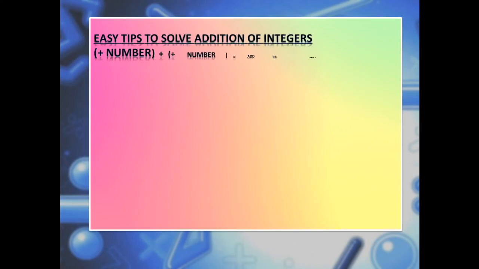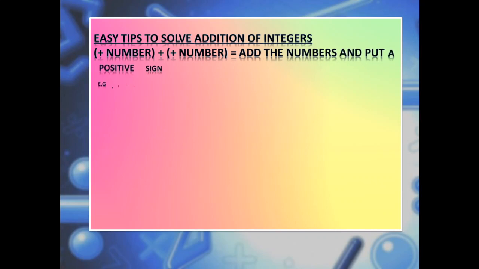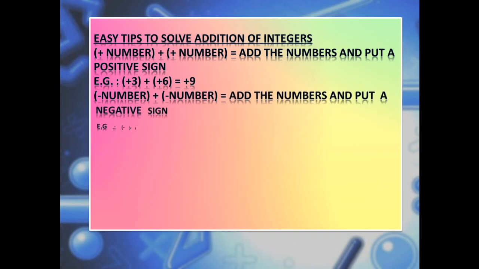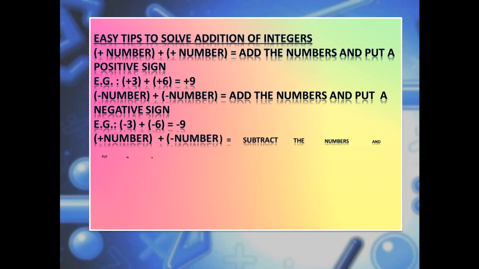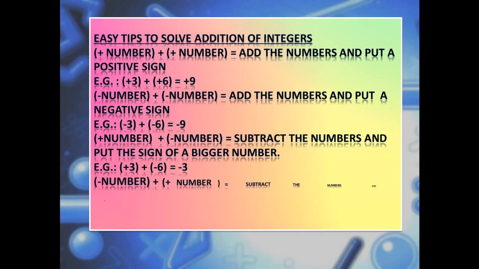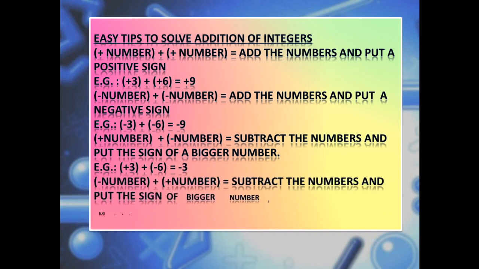Now let's have a recap of some tips for solving the addition of integers in an easy manner. Now, if a positive number is given and we have to add another positive number, just add the numbers and put a positive sign. If two positive numbers are given and we are asked to add them, just add the numbers and put a positive sign. For example, plus 3 and plus 6, it is plus 9 directly.